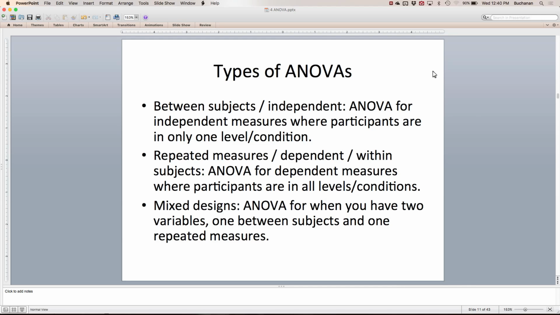So we got one-way and two-way. Obviously, mixed designs can only be two-way or more. You can't have a mixed design with one variable.